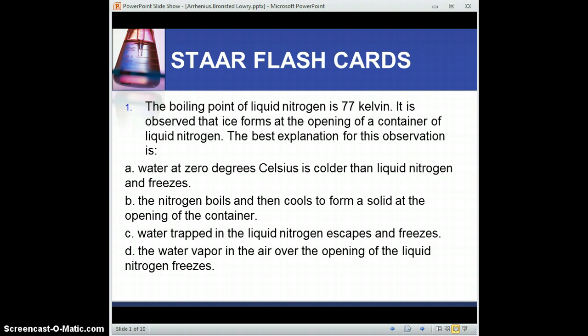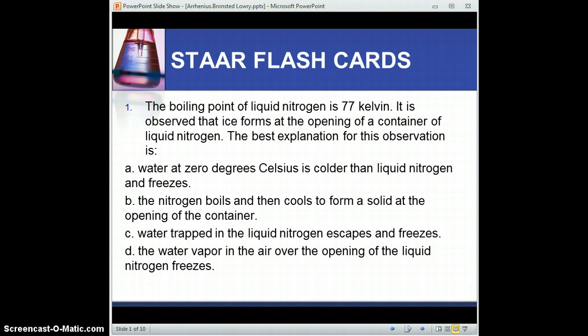Okay, that's your time for the STAAR flashcards. Let's go through each of the questions. So the first one's talking about liquid nitrogen, which has a boiling point of 77 degrees Kelvin. And as they release it from its container, because they hold them in these big metal containers, they notice that they have ice forming at the top of the container as the nitrogen escapes. So they're asking for the best explanation of this observation.